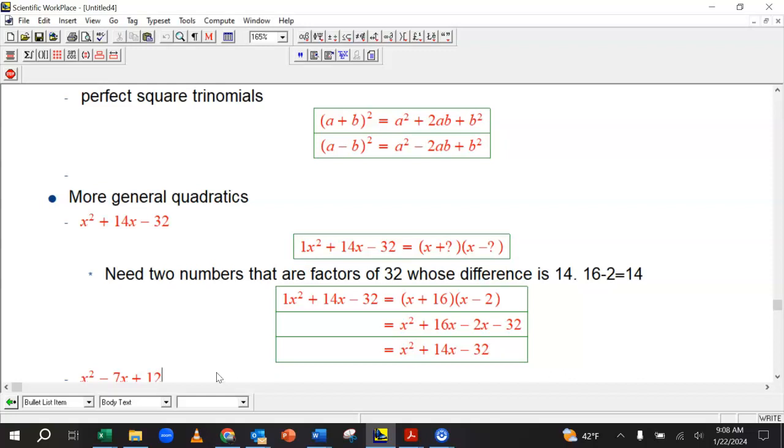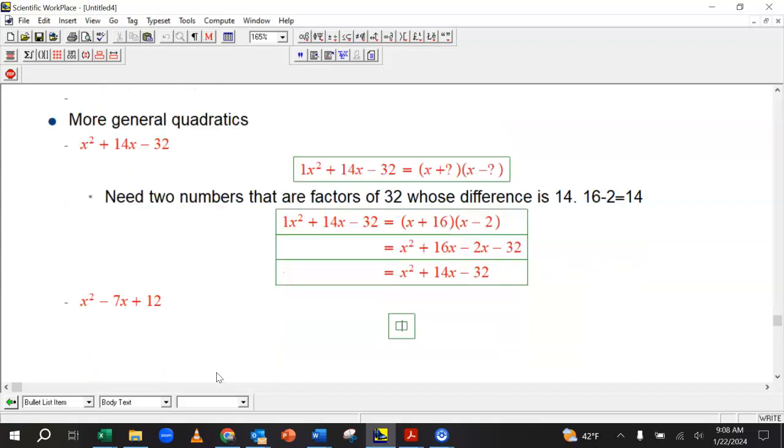Okay, one more, not harder, maybe a little easier. I just wanted to see something with different signs. X plus or minus something, x plus or minus something, we're not sure. Oh, wait a minute. They have to multiply to be positive, but they have to add to be negative. Oh, that means they're both negative, right? How can two numbers multiply to be a positive number and yet add to be negative? That's exactly when they're both negative.